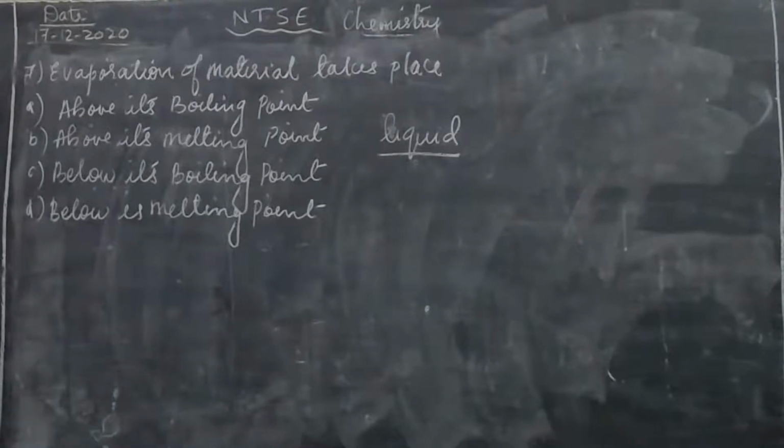So the right answer for this is below its boiling point. The boiling point of water is 100 degrees. Below its boiling point, the evaporation of materials takes place. Evaporation takes place due to the collision between the molecules, which provides energy, and that energy helps the liquid substance to evaporate. Right? Then next question: the fluorescent tube.